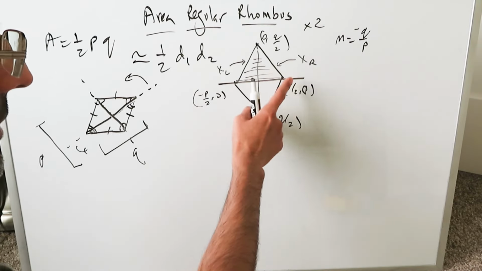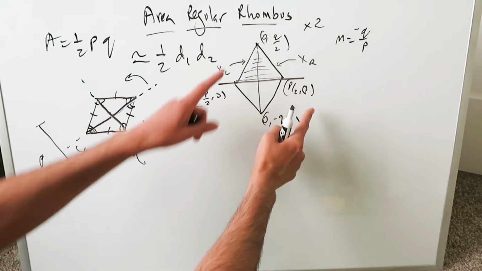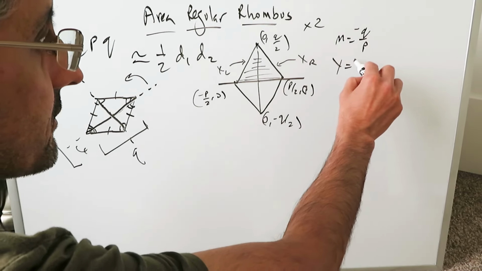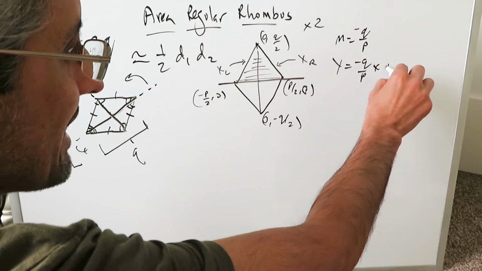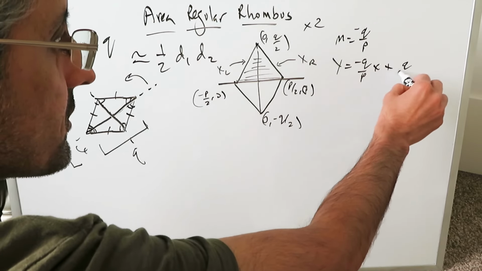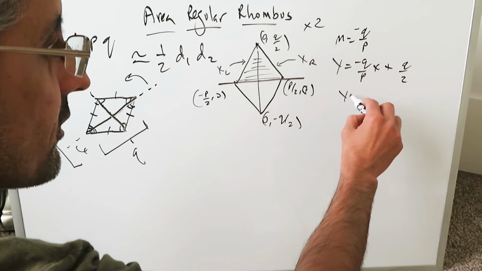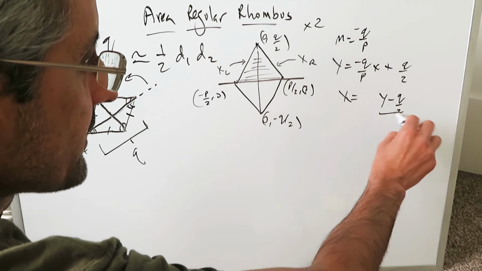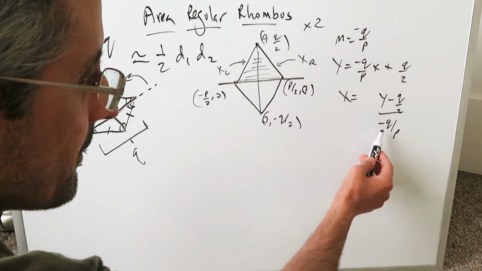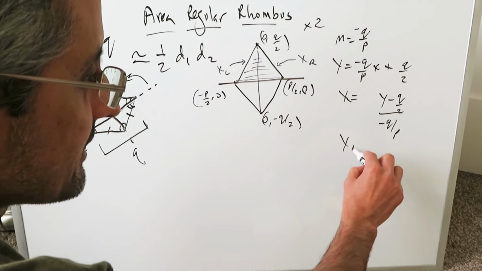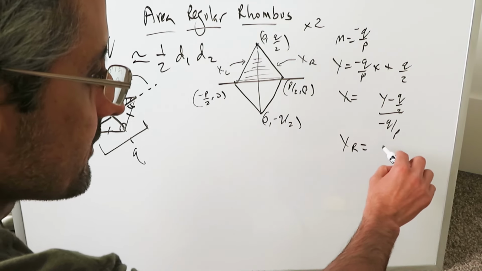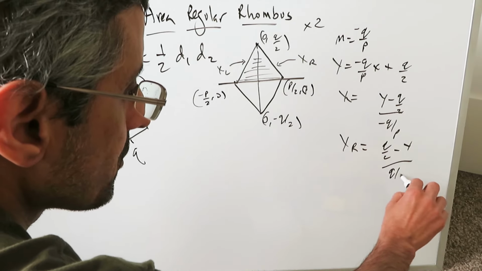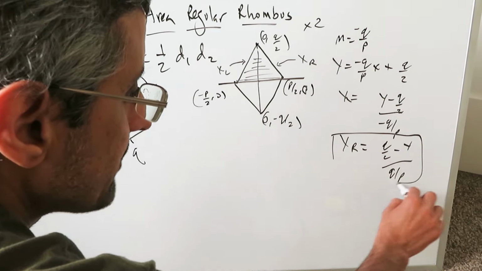When you look at this line over here, the slope is -Q/P. You have two coordinate pairs, so you can easily determine the slope. Your equation is y = -(Q/P)x + Q/2, the y-intercept being Q/2. You have to write everything in the form x = (y - Q/2) divided by -Q/P. But you can hit everything with this minus and say x, or your right boundary curve, is equal to (Q/2 - y) divided by Q/P. That right here is your right boundary curve.